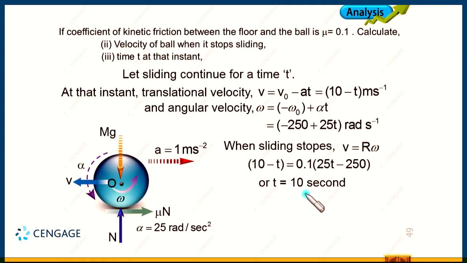That means when sliding stops, it is not going to roll. Sliding will stop at t equal to 10 second and at that time the ball will also stop, because if we substitute t equal to 10 second, the angular velocity is also going to be 0. So, the ball will be at rest at t equal to 10 second. So, sliding will stop at t equal to 10 second, and the ball will also be at rest at t equal to 10 second. So, the required time is 10 second and the velocity required is 0. This is the situation. Okay.